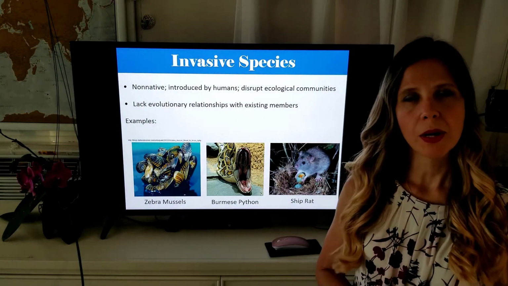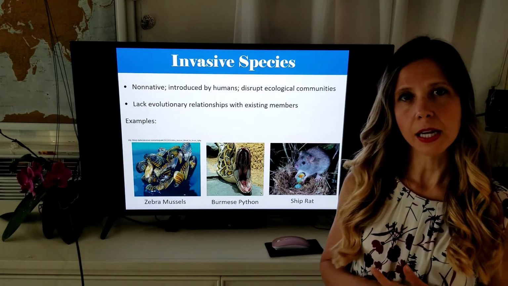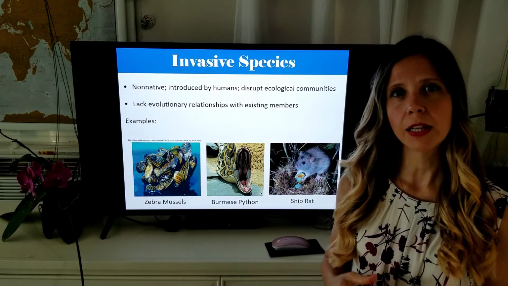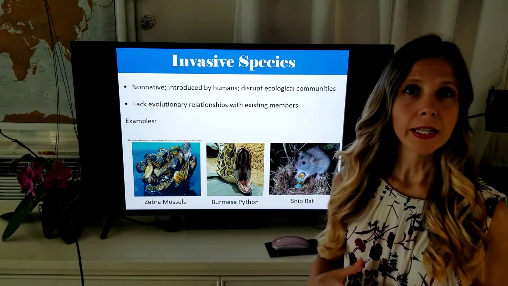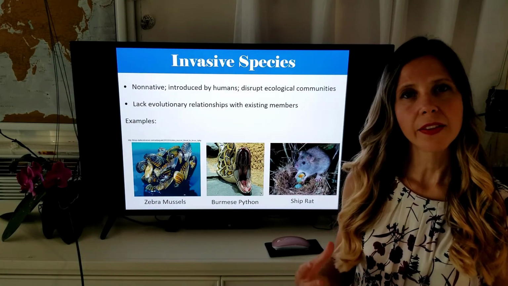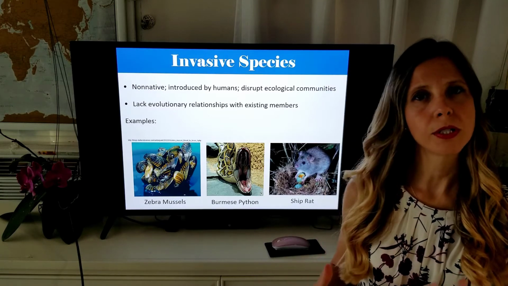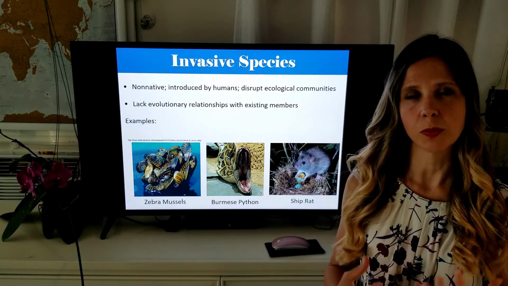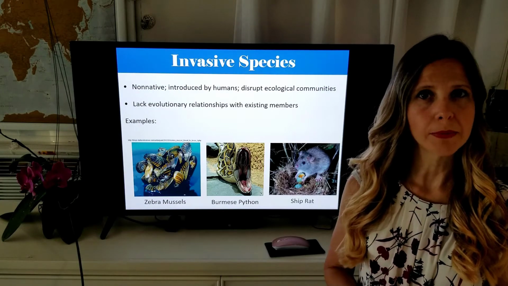This Burmese python is native to Southeast Asia, but is causing havoc in Florida down in the Everglades. It's thought to have been released either intentionally or accidentally by pet owners. The python is feeding on a range of birds and mammals that haven't evolved techniques to deal with this predator, and so they're getting wiped out.